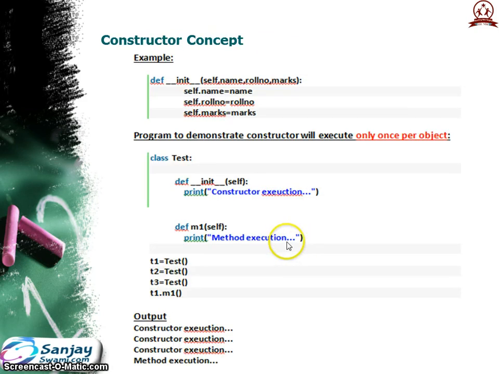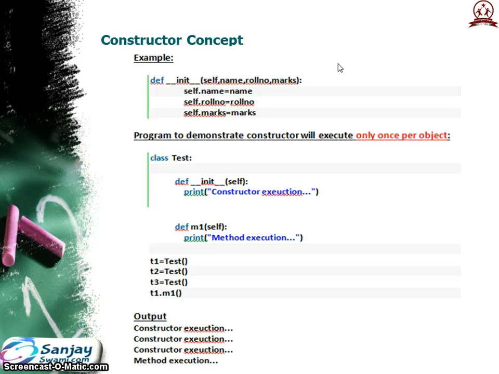Let's throw some highlights on the constructor concept. The constructor is a special method in Python. The constructor will be executed automatically at the time of object creation. The main purpose of the constructor is to declare and initialize the instance variables. The name of the constructor should be init.